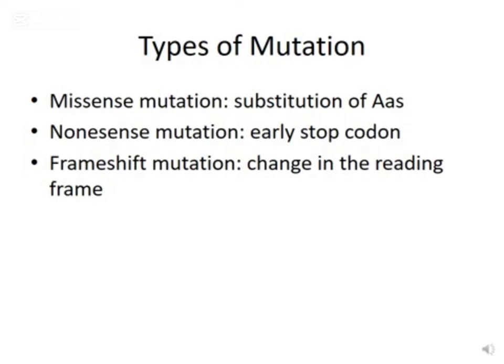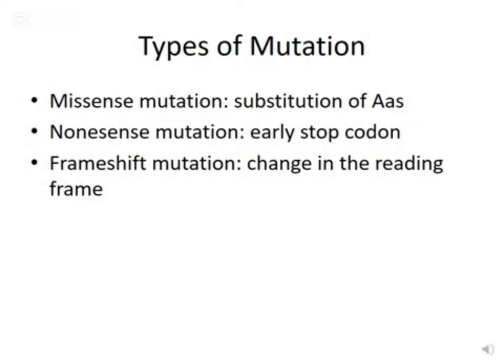The second type of mutation is the nonsense mutation. Here in this type of mutation, an early stop codon is reached. So as the mutated gene is being translated into a protein, a stop codon is found in the middle of the gene, so translation is terminated and the whole protein does not get translated.